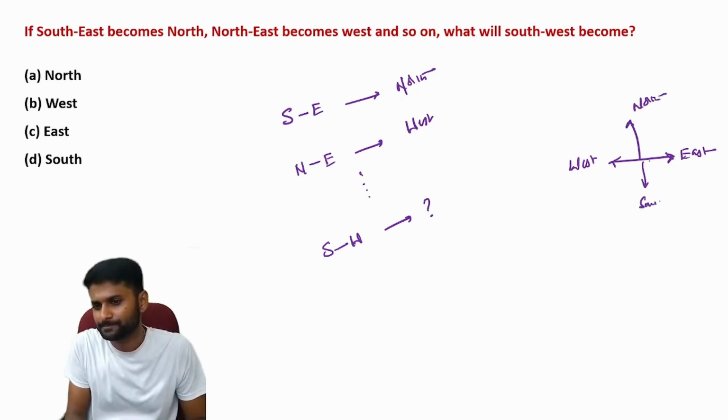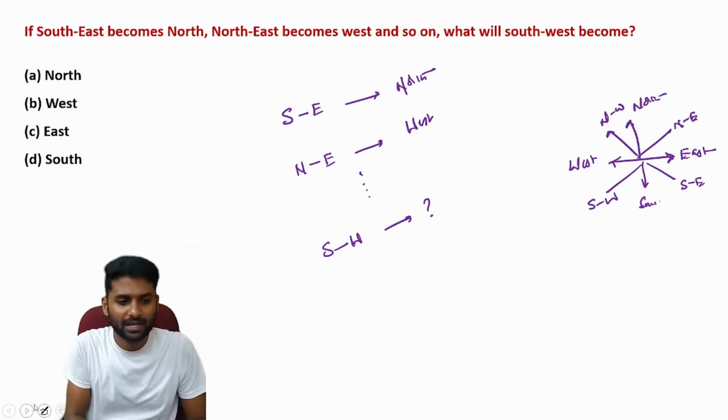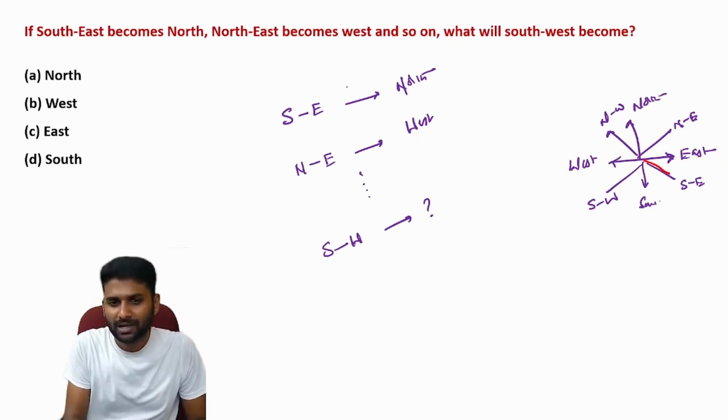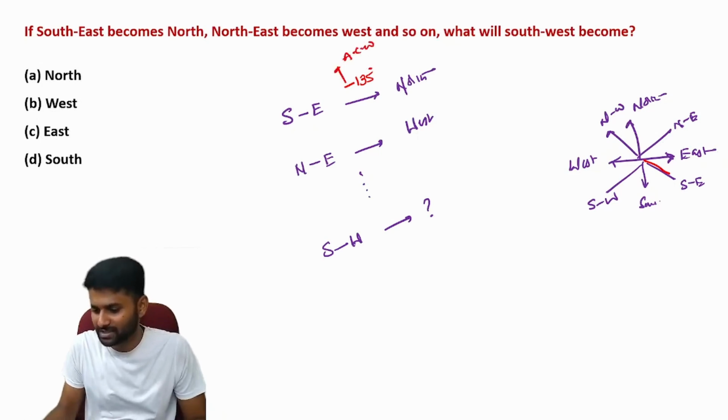Downside south. Between northeast, southeast, southwest, northwest. Now here is the reference. If the references they are talking about, southeast becomes north, guys. How does southeast become north? It will be moving 135 degrees in the anti-clockwise direction.